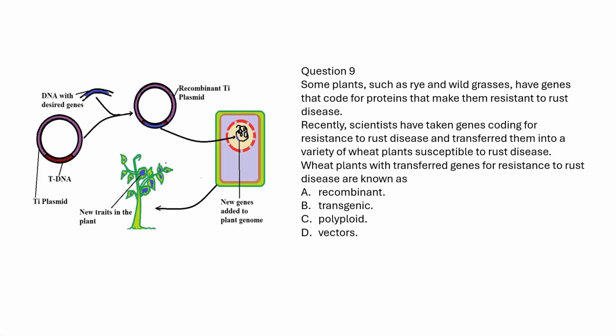Transgenic organisms carry one or more genes artificially introduced from another species in their genomes. These plants resistant to rust disease carry exogenous genes. So, these wheat plants are transgenic.